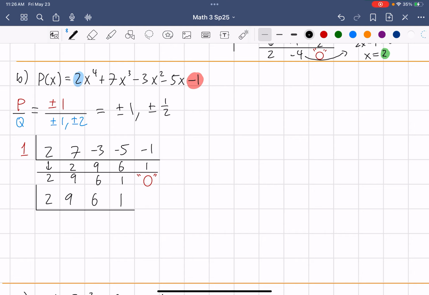Now, let me show you what happens when something doesn't work, right? We try this. So that we bring down the 2 times negative 1 is negative 2. We add a 7.